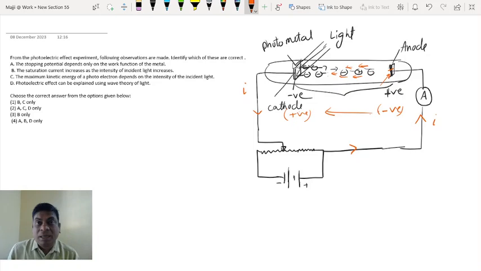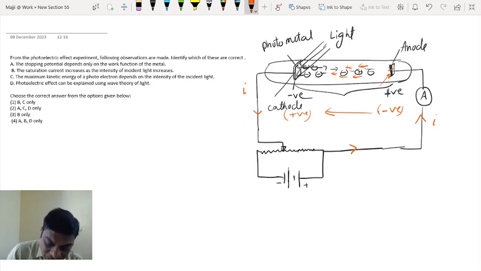So you can see the current will go off because the continuity breaks. Since the electrons are not able to reach the anode, the continuity is broken, thereby current reduces to zero. So that minimum potential which should be applied in the opposite sense in order to stop even the most energetic electron from reaching the anode is the stopping potential. So naturally it will depend on the energy with which the electrons are coming out, not on the work function, isn't it?